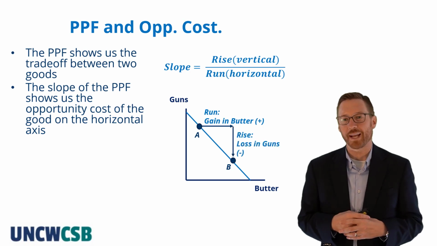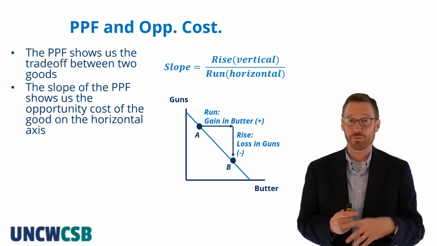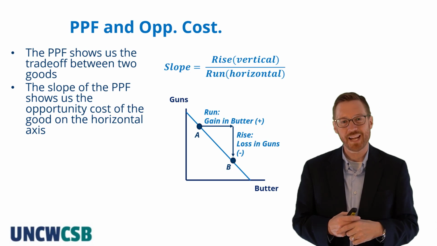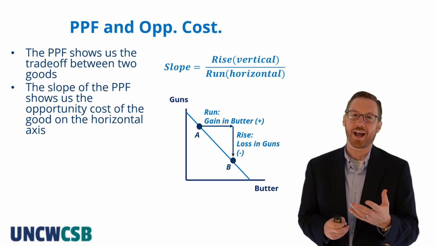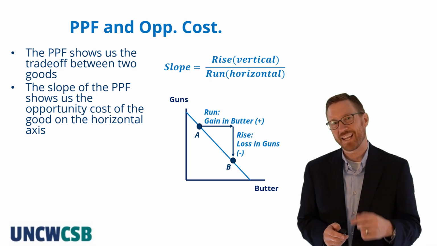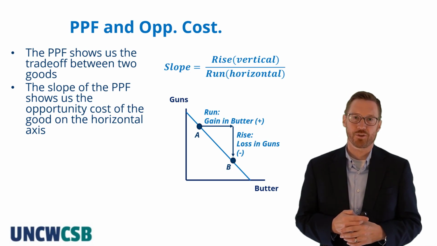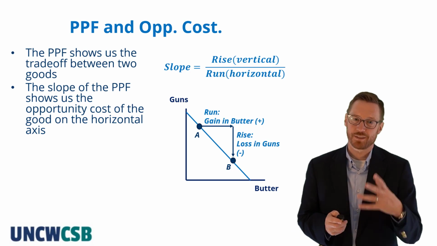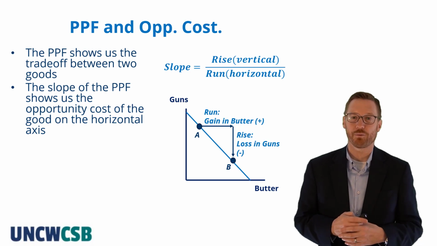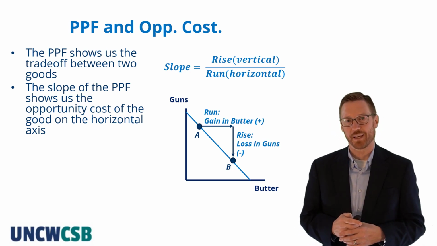This is the rise. And if you think, well, rise, that sounds like an increase or moving up. But this is going down. Correct. The rise is the loss in the number of guns. It's a negative rise. So if you plug those into your slope formula, rise, this negative number, divided by run, the positive number, we see that slope is negative.